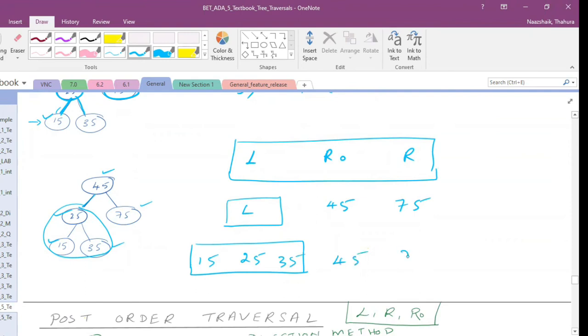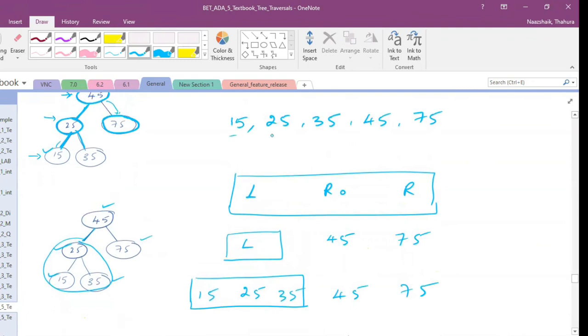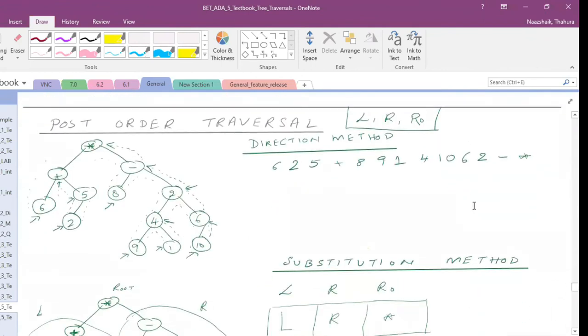So this is the order. In both ways, you see the same numbers are found: 15, 25, 35, 45, 75. Okay. And finally, post-order traversal.